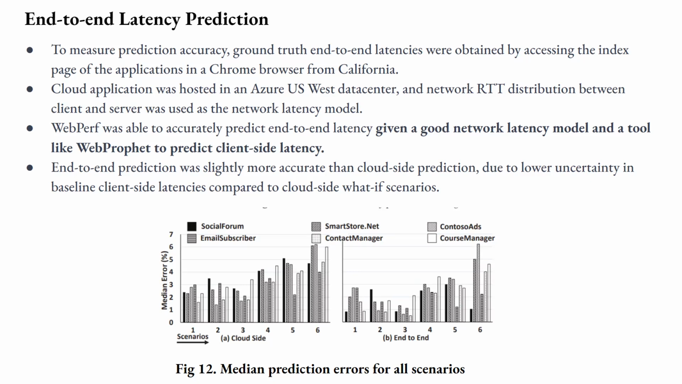Additionally, the study found that WebPerf end-to-end prediction was slightly more accurate than the cloud-side prediction, as client-side prediction more and more relies on baseline HTTP request latencies only, and hence it is more accurate. While offline cloud-side latency profiles have higher uncertainty than baseline latencies.